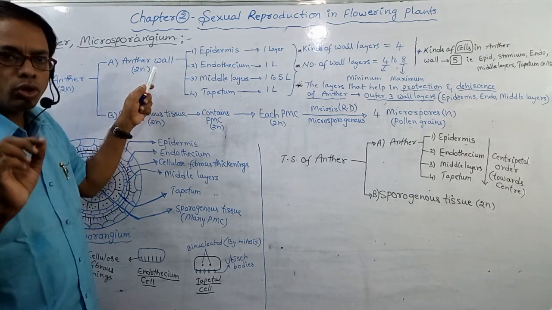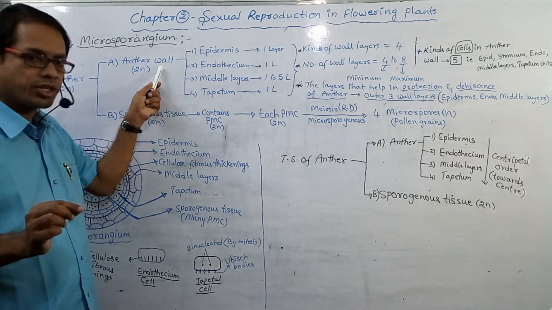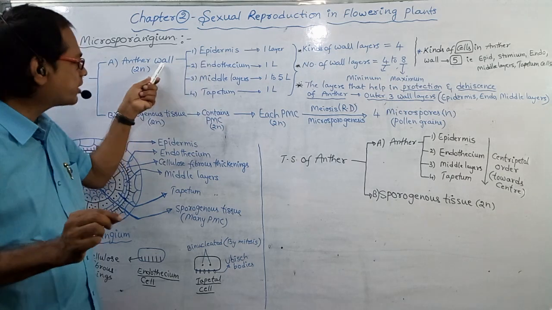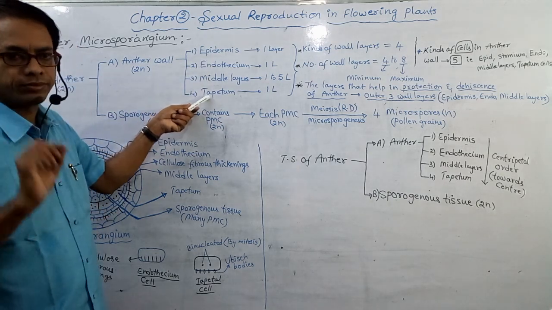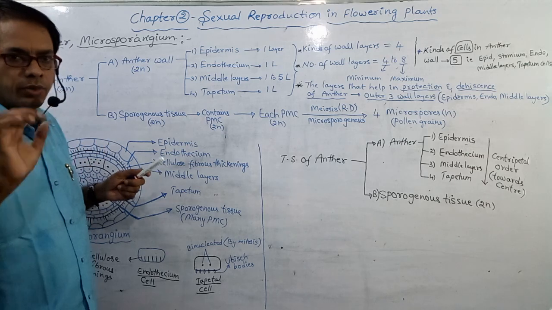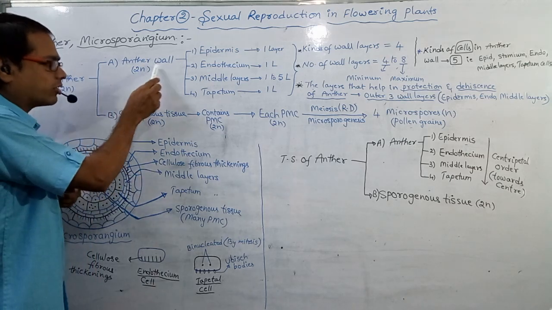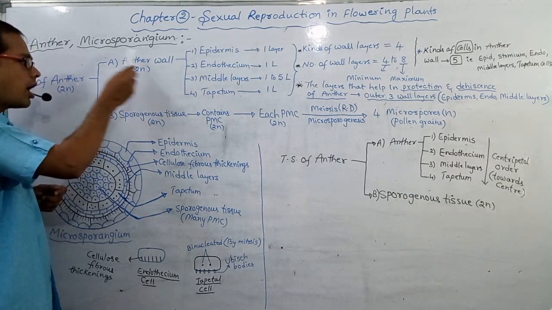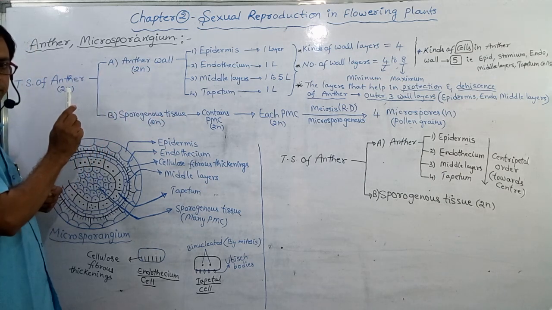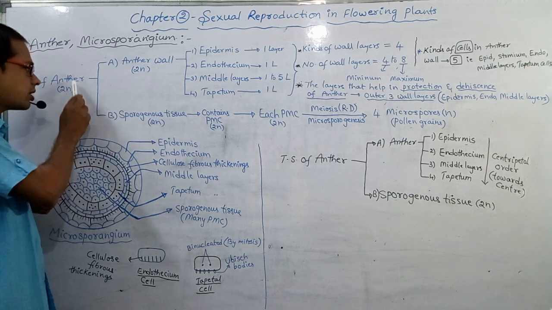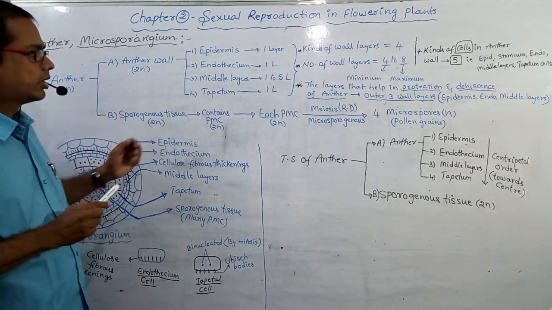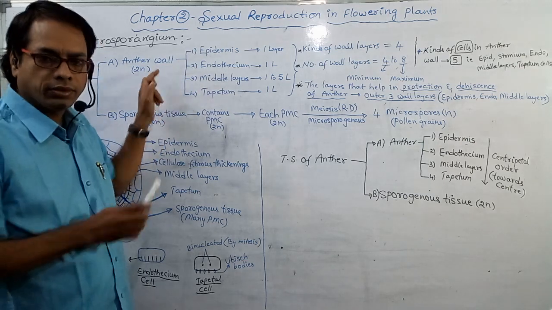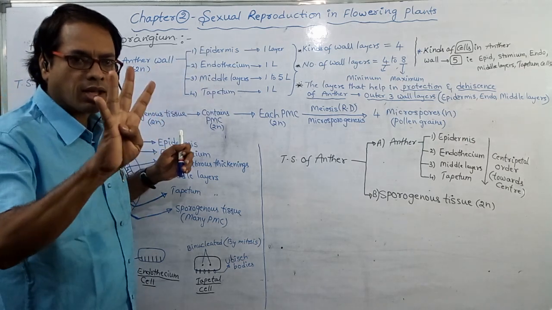The outermost layer in anther wall is epidermis. Innermost layer of anther wall is tapetum. Don't confuse, my dear students. This is anther wall. This is anther. Anther wall is a part of anther. Number of kinds of wall layers in anther wall: 4 kinds of wall layers.